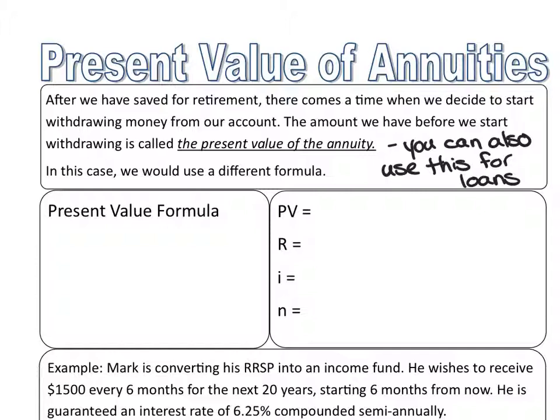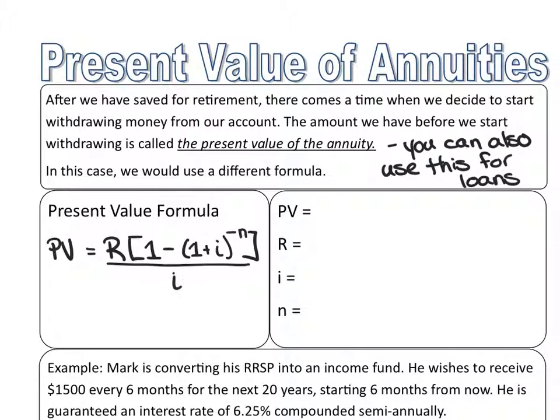So what happens when you start withdrawing money as an income from that retirement plan that you have been saving for over a number of years? In this case, there is a different formula. It looks kind of similar, but it is different. It looks like this: PV, or present value, equals R times 1 minus 1 plus I to the negative n, so there is a negative exponent, divided by I. It looks a little bit similar, but there are a few differences.